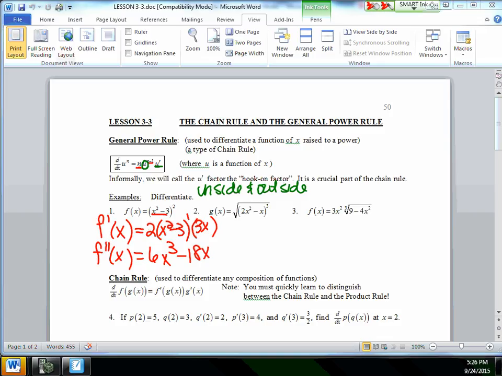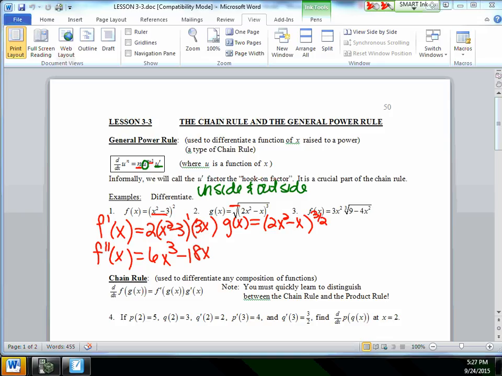Okay, now before we do g, we need to rewrite in terms of a power. So that's going to be your first step. Well, let's just rewrite g of x. 2x squared minus x raised to what power? Well, remember the root is your denominator. The power is the numerator. So it's x, that raised to the 3 halves.